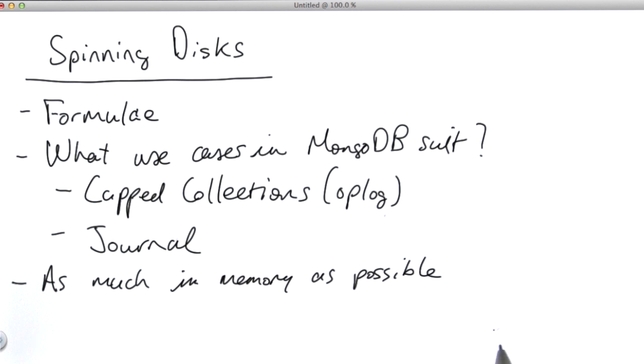Now that's true in any case. Even with the fastest SSDs, memory is still going to be an order of magnitude faster. But spinning disk, with the expense of the seek times and the bouncing around for various random access type access patterns, you're going to be particularly penalized for a random access pattern. So you want to keep as much data in memory as possible, particularly when you're using spinning disks.